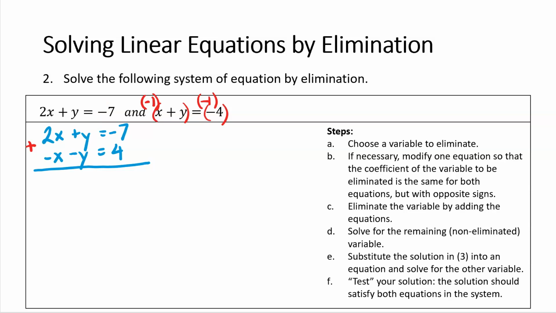So let's go ahead and add the equations. 2x plus a negative x is 1x. The y's are canceled, plus y minus y equals 0. Then we have negative 7 plus 4, which is a negative 3. So we have x equals negative 3. Perfect. x equals negative 3.